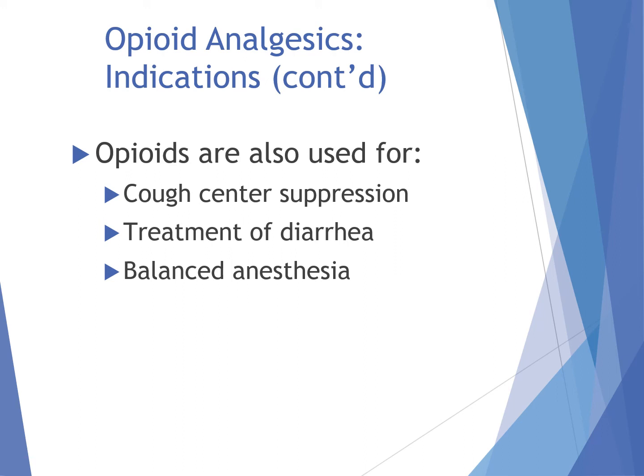So it's important as you go along in this course in pharm to make note anytime you hear me mention medications that are used for off-label uses, like opioids are used for cough center suppression, and opioids are used for treatment of diarrhea. Those are off-label uses. So don't be surprised if you see these medications not necessarily being used for pain, but for one of these other issues.